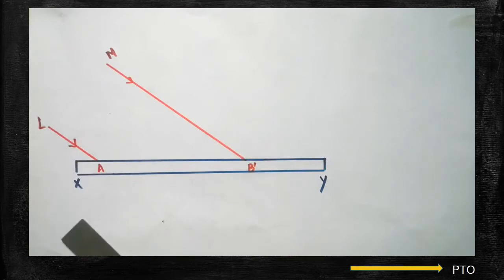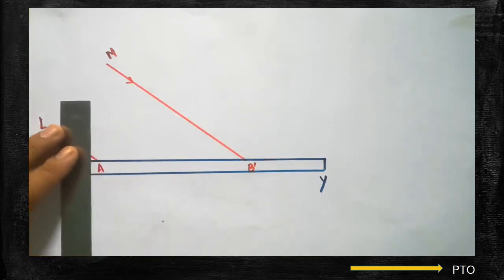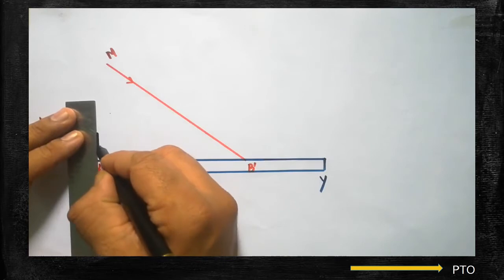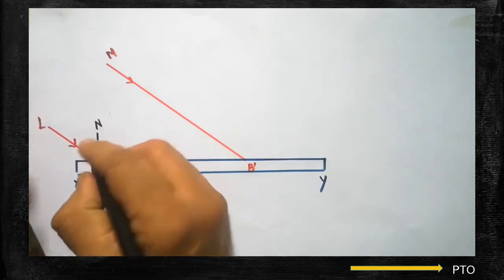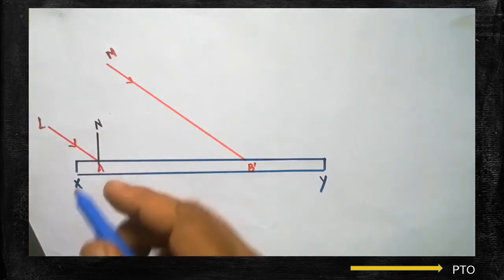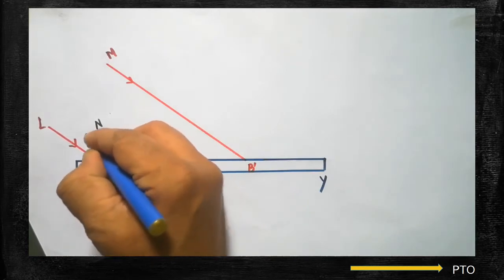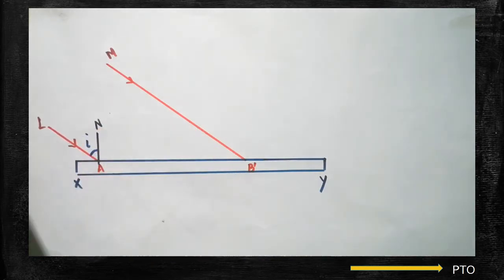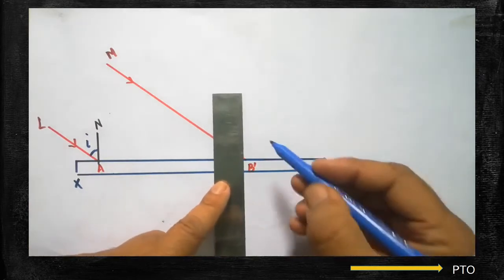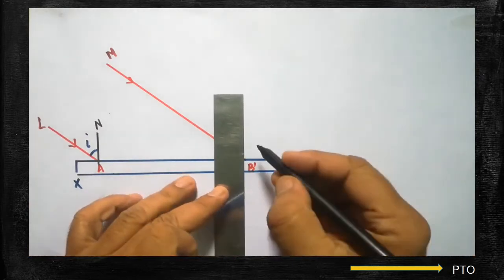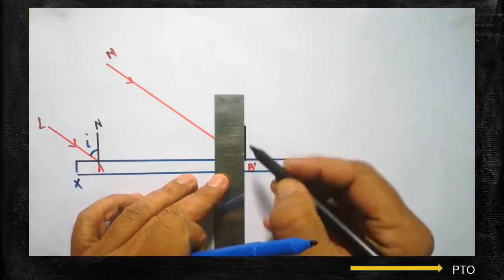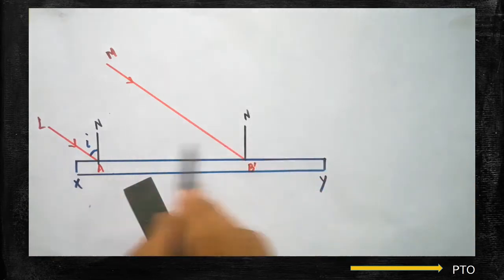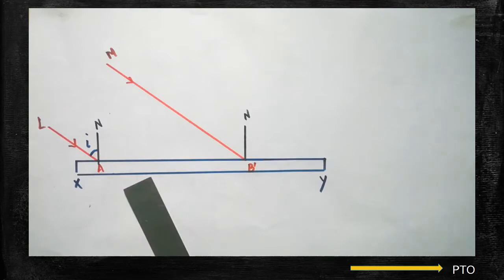Are you clear? So for that I have to draw the normal. At the point of incidence I have to draw the normal. Here there is an angle, which can be called the angle of incidence, mentioned as I. Here also at the point of incidence I have to draw one more normal. Whenever you draw any ray you have to draw the normal. So I have drawn two normals for the two rays. We know very well that the angle of incidence is equal to the angle of reflection as per the laws of reflection.